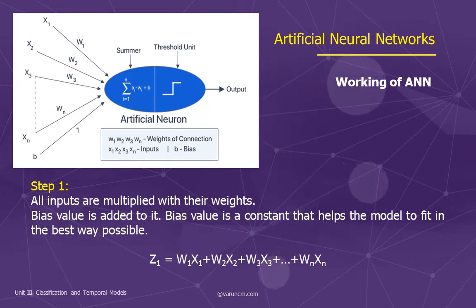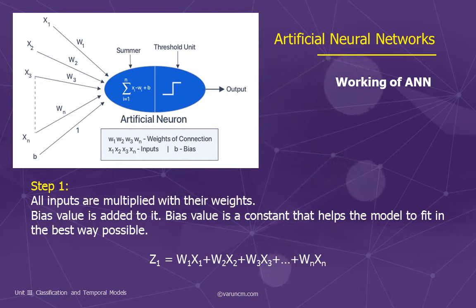Just to get into this particular diagram mentioned here. Here you have different input values, x1, x2, x3 up to xn. All these denote the various inputs that are available. And W1, W2, W3 denote the weights of connection, or the weightage you are going to give to each particular input.